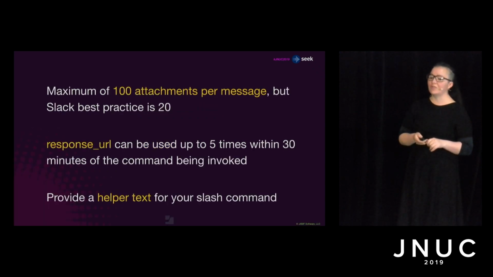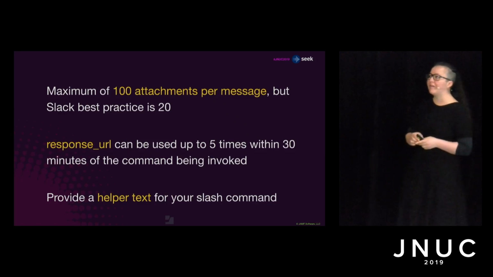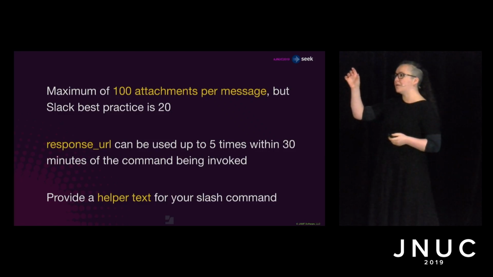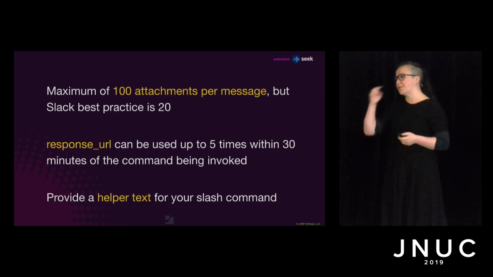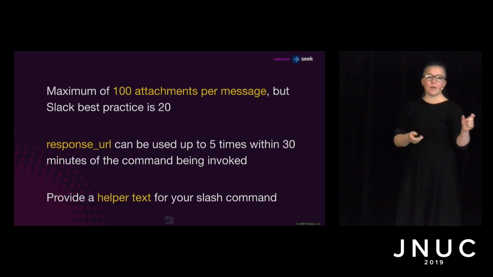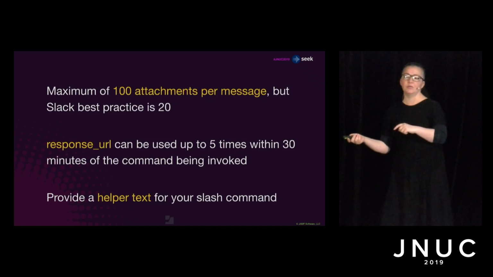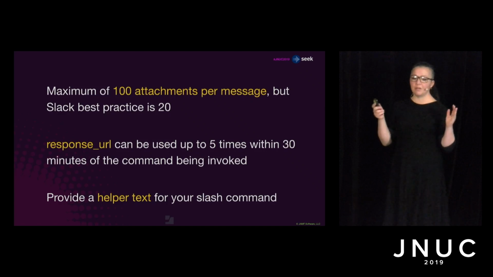Slack only allows 100 attachments per message, and they also suggest that you really limit it to 20. So in my code, if that search string results in more than 20 computers that match, I send a message back to the user saying your search string isn't specific enough. The response URL, which is how the Lambda function knows how to communicate back to Slack, can only be used up to 5 times within 30 minutes, so just take that into account.